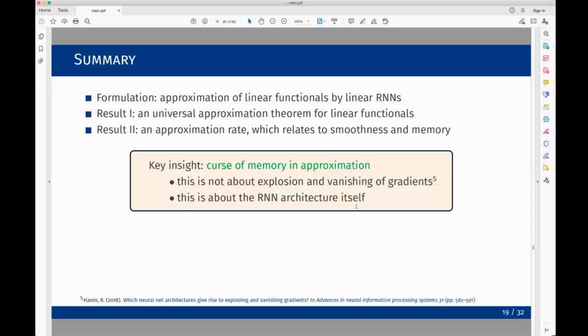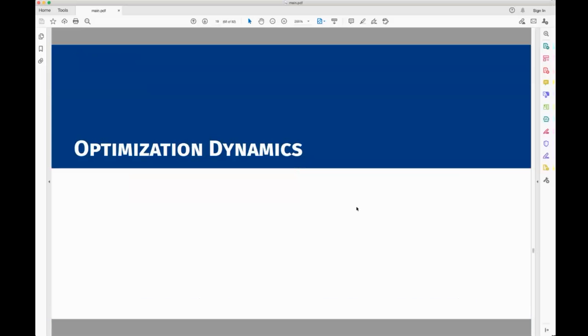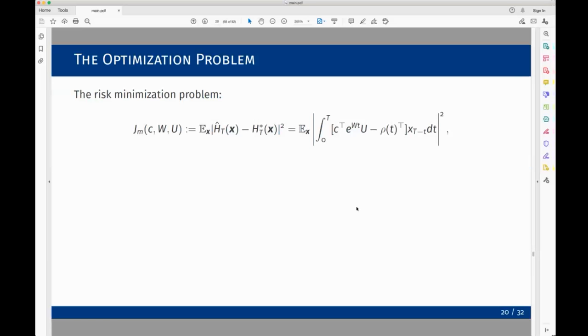Okay. If there are no questions, I will go into the next part, the approximation, the optimization aspect. Interestingly, you will see the curse of memory arise again in a very similar picture. It also affects the difficulty of the optimization dynamics very evidently. So let's first formulate our optimization problem clearly.